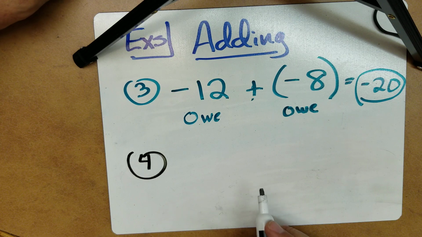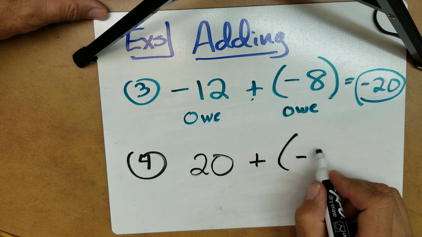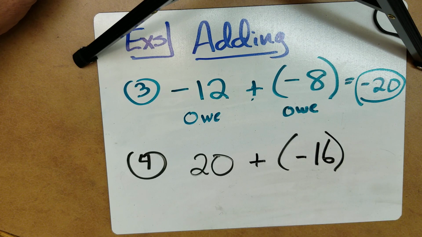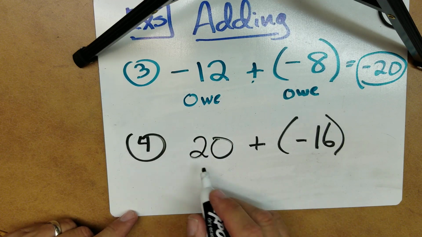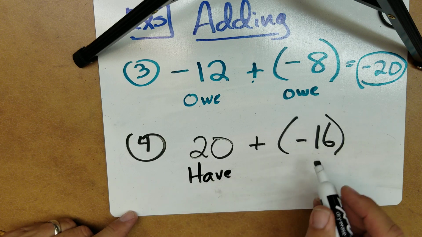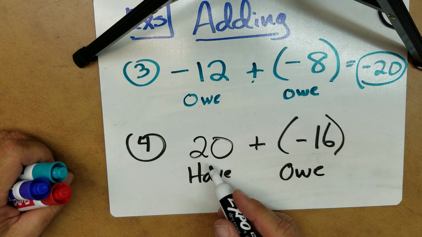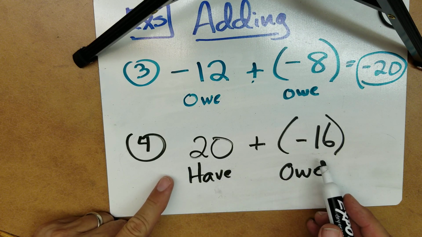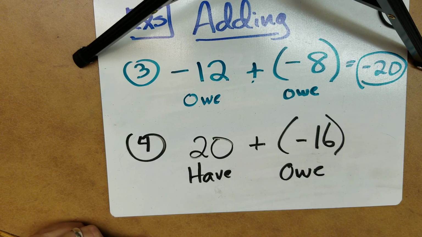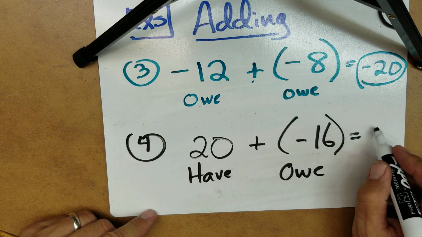All right, what about this one right here? What about a 20 plus a negative 16 like this? All right, well, it looks like this 20 is positive, so I have $20. This 16 is negative, so I owe it. Let's just do it in our head. You owe me 16, give me my money. You have 20. Don't you have more than you owe? You have 20 bucks, you only owe 16. So it seems like after you give me my money, you should have some money left over. How much would you have? Well, 20 minus 16 is 4.